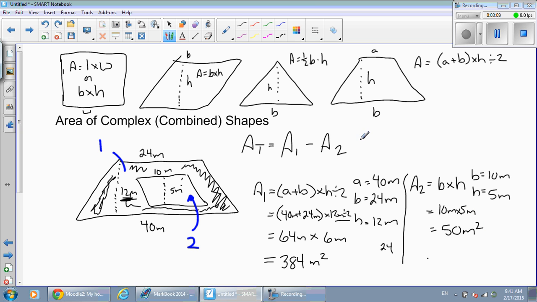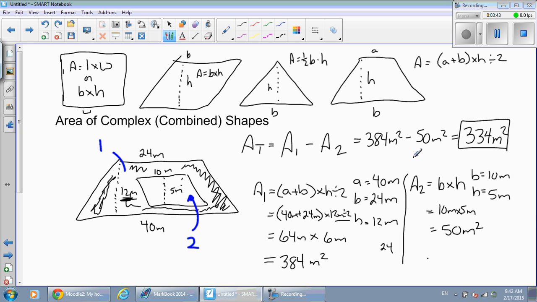I go back up here and I sub the values in where they belong. 384 meters squared, subtract 50 meters squared is equal to 334 meters squared. So there's my final answer. It works out to be less than the area of the larger shape, and that should make sense. It's had a hole punched through it. It's lost area. So look for little things like that when you're double checking your final answer.